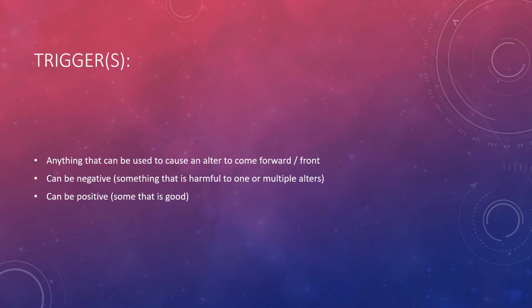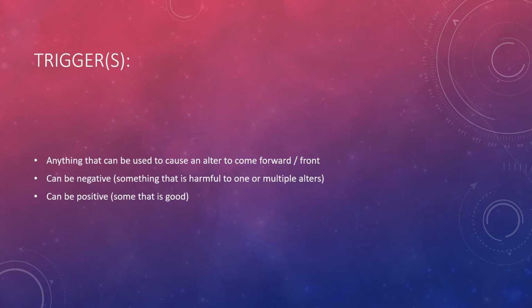Triggers. Some of you may already know about triggers that are associated with PTSD. However, DID and OSDD also have triggers. These triggers can be either positive or negative and force an alter to come forward in front. Positive triggers can be things like their favorite music, whereas negative triggers can be certain sounds, phrases, or sensations such as cold. So basically, things that they really hate, but it forces them to come to the forefront.